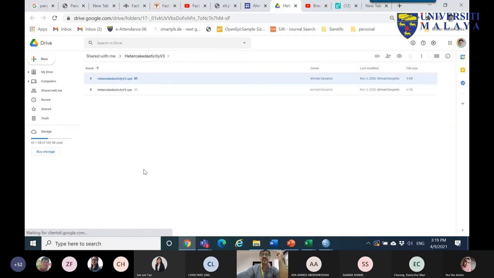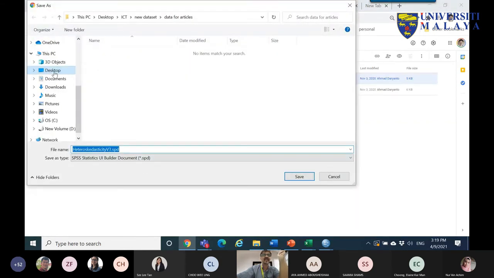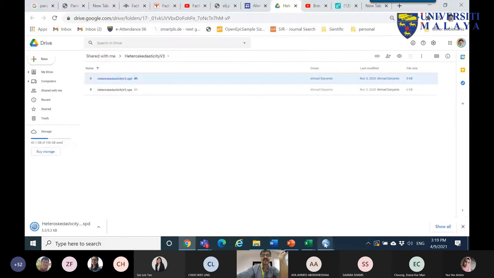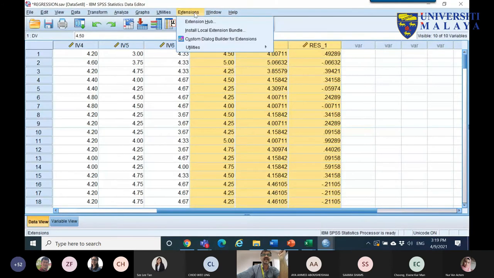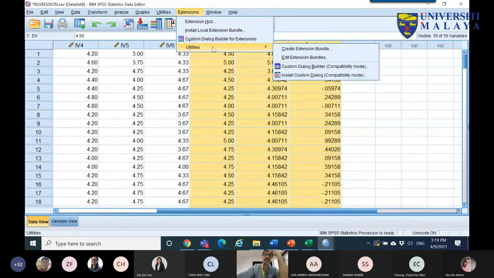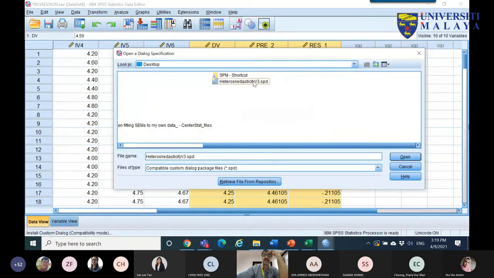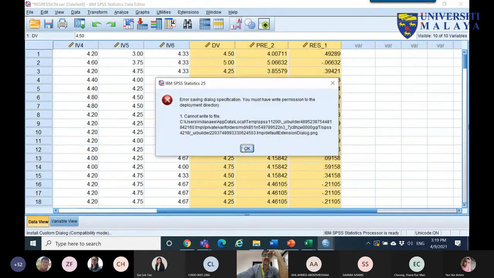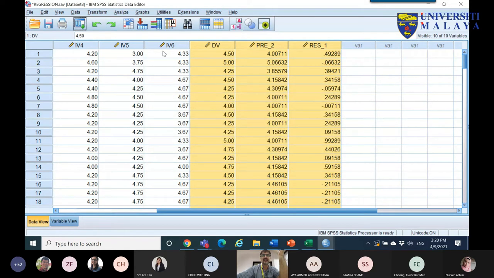I downloaded this SPD. I'm teaching you how to install the macro as well, right? So save it, go to your SPSS, and then go to Utilities, and then Install Custom Dialog. This one, I select it and run it. Oh, the problem is that my directory is not allowed by this software, so I have to change my settings. Okay, never mind. At least you know how to install it, correct?